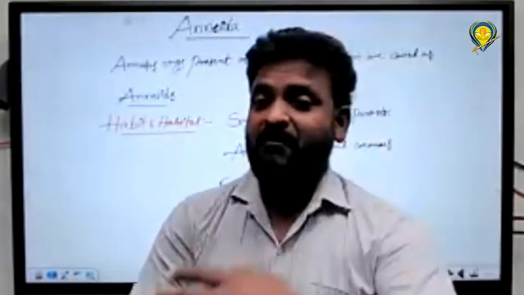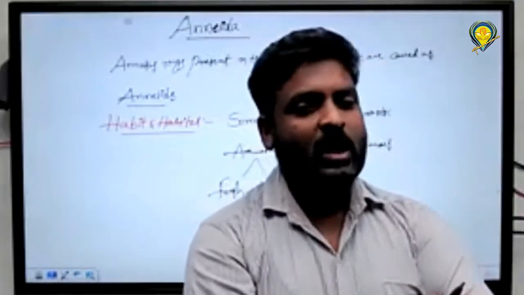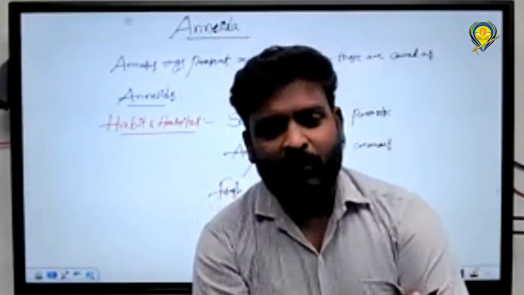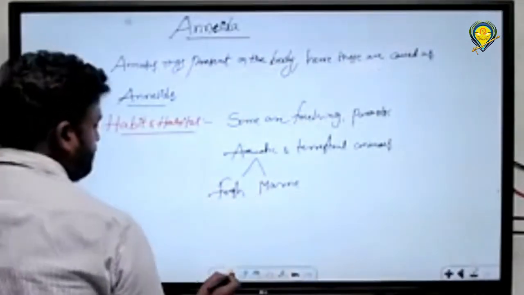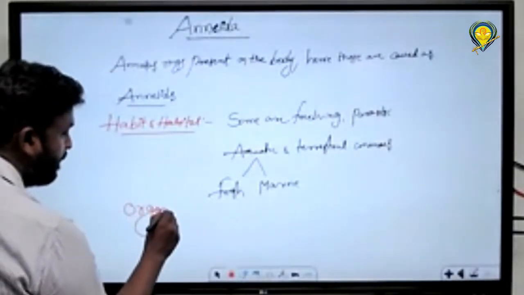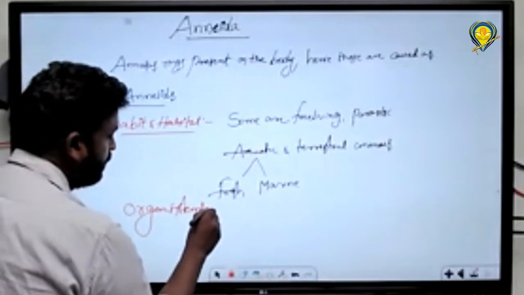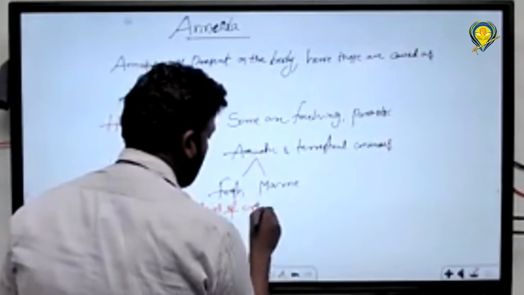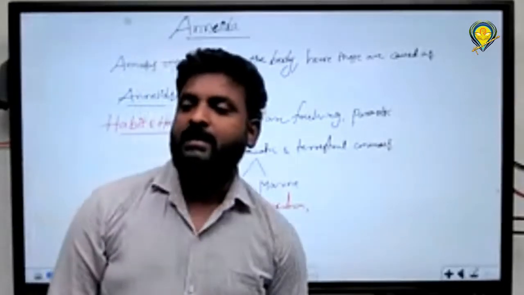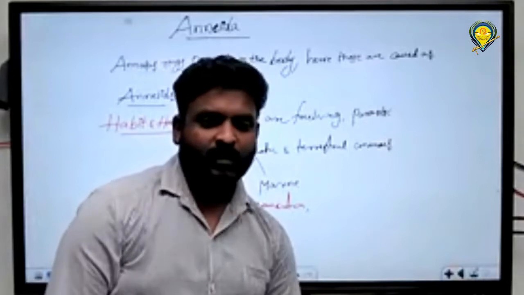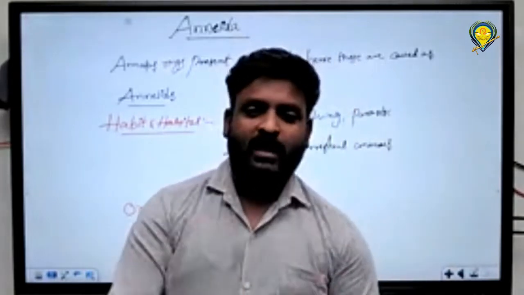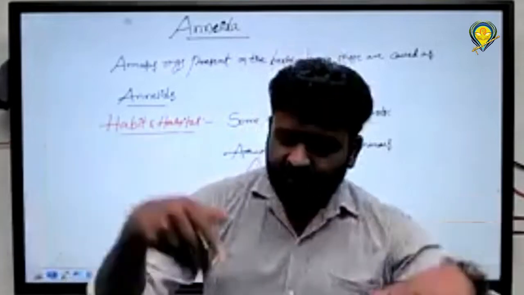Next one. What about level of organization? What is the symmetry? What is the coelom? What are the germ layers? Tell me, first, what is the level of organization? Organ system level of organization. Very good. Next one. What about the germ layers, symmetry and coelom? Triploblastic, bilateral, and the coelom is what? Not acoelomate, we have to say eucoelomate.